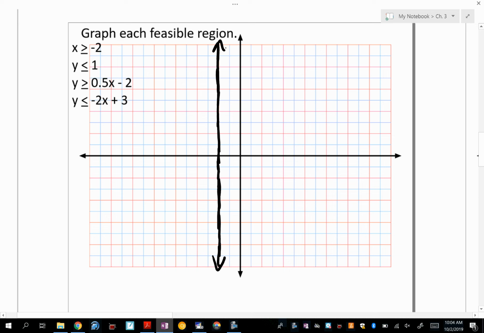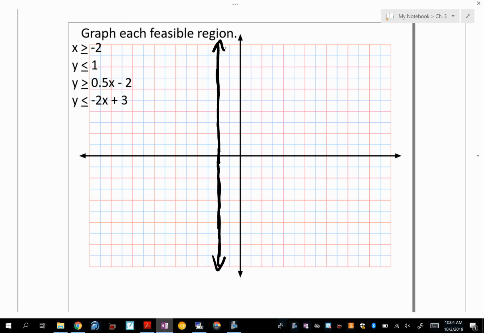I'm doing the first one. So I went to the x-axis where it's -2, and I put a vertical line through that point. The reason I did that, Alondra, is because all of the points on this line have an x value of -2. So anytime you see x and a number, it should be a vertical line. Every time.